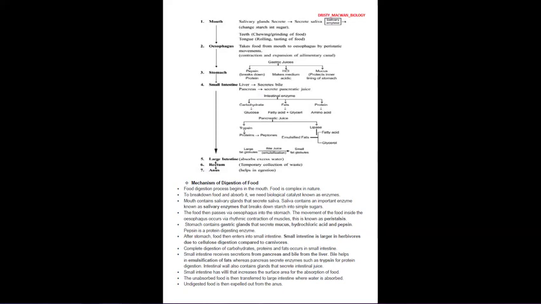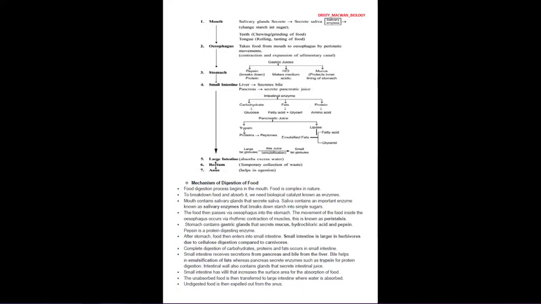Before entering the small intestine, there is a common duct in which the liver pours its secretion, as well as the pancreas. The liver is responsible for secreting the bile juice, whereas the pancreas is responsible for secreting the pancreatic juice. The liver secretes bile, which is responsible for converting the large fat globules into small fat globules.